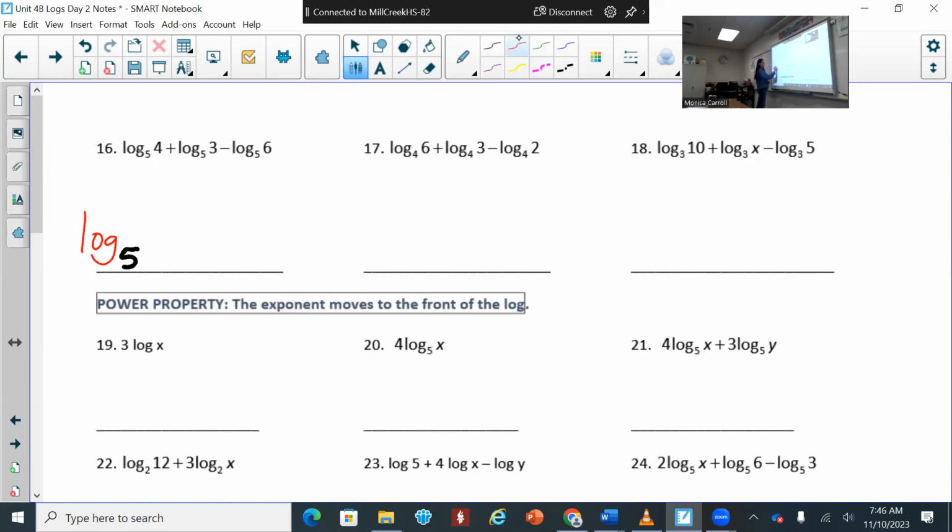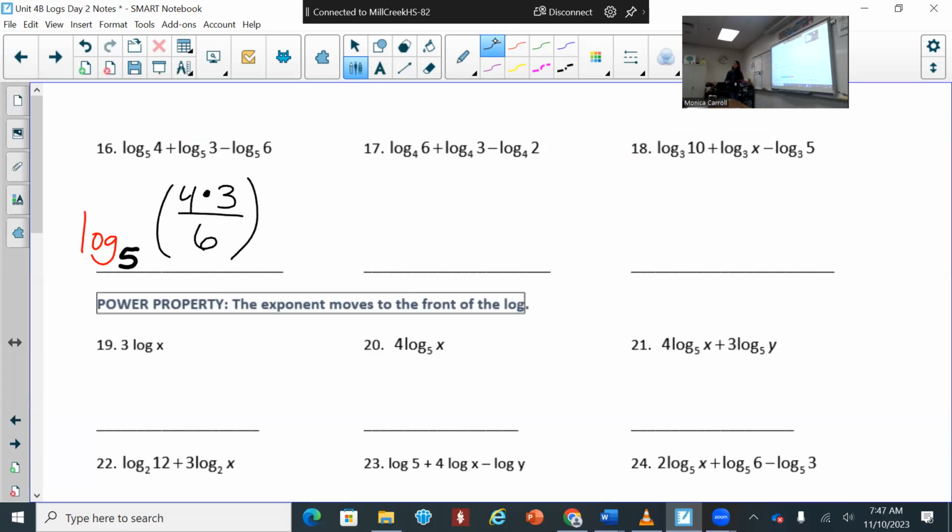Log base 5 of 4 on the top. Okay, that's what you guys told me. Where's the 3 going? Top or bottom? Top. This one has a plus in front of that term. Even though that minus is right next to the 3, it's not in front of it. So the 3 is on the top, being multiplied with the 4, right? Okay, where's the 6 going? On the bottom.